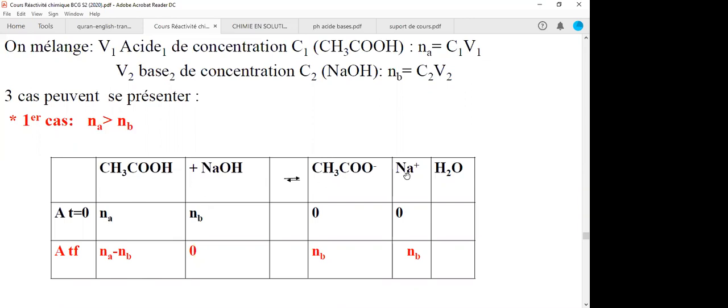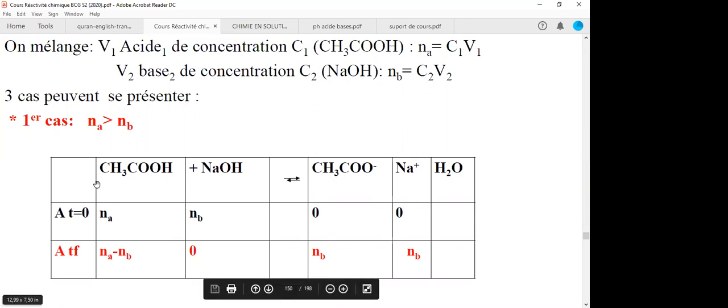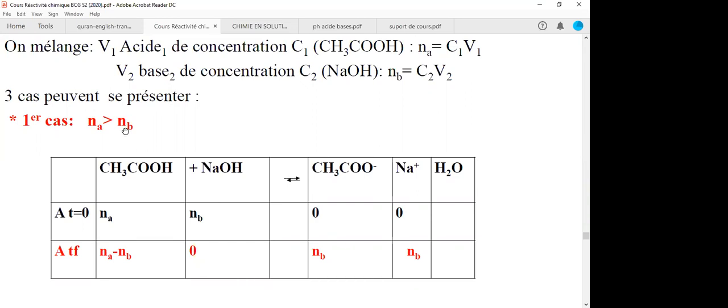to form this salt. This salt, we didn't write it in the form of the ions together, because it is in water. In water, they will exist as ions. So the limiting reactant here is the base, because it is in smaller quantity, meaning the exact number of moles of this base will react with an equal number of moles of the acid. The acid is in excess, and the base is the limiting reactant here.